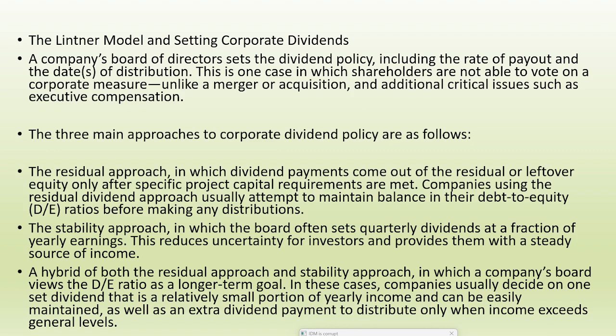Then in the stability approach, the board often sets dividends quarterly or yearly, as some part of earnings. It reduces uncertainty for the shareholders and provides them with a steady source of income. Here dividend is provided as a steady source of income in the stability approach. And in the hybrid approach, the company uses a combination of both the residual and the stability approach.